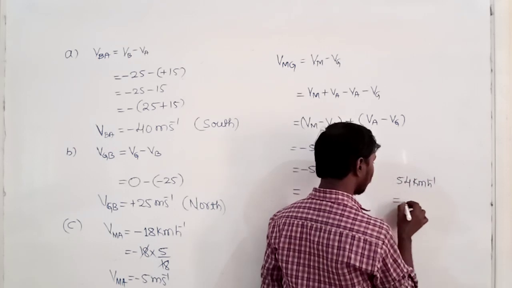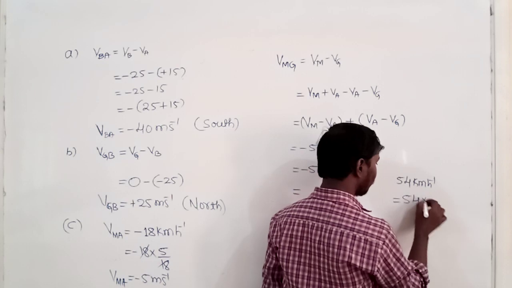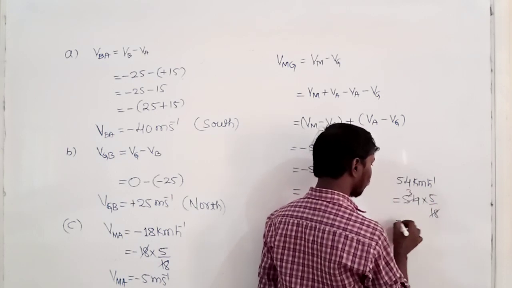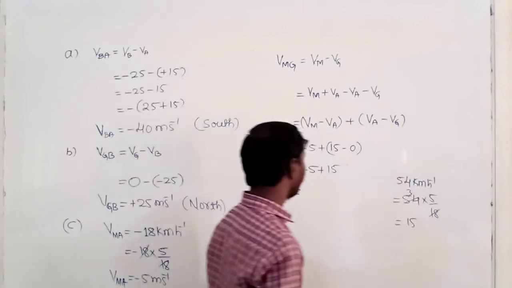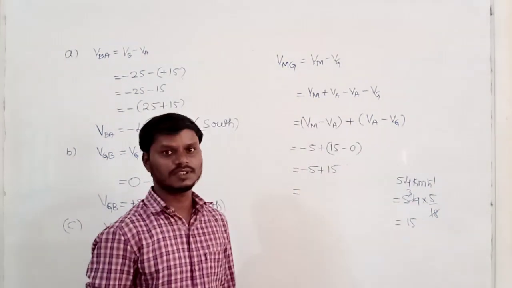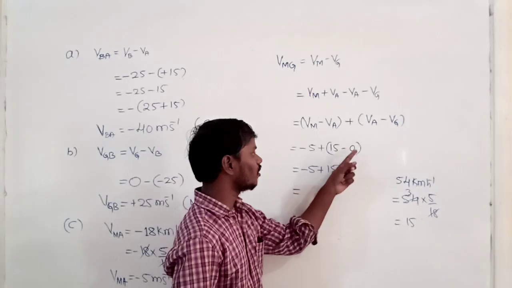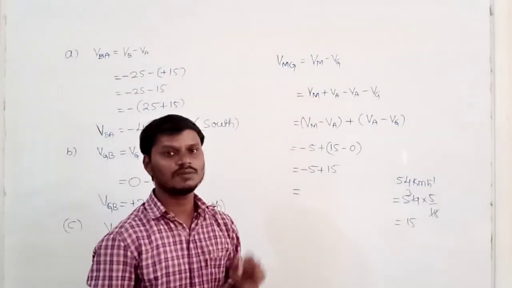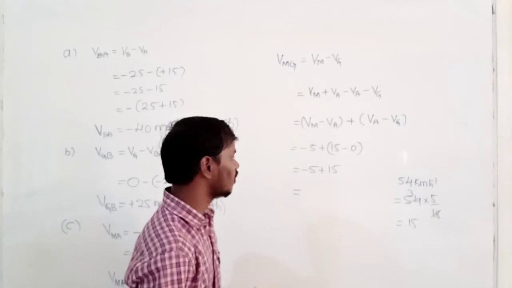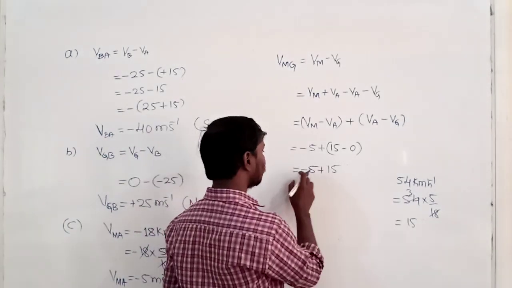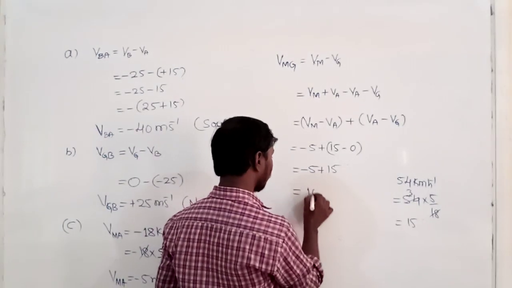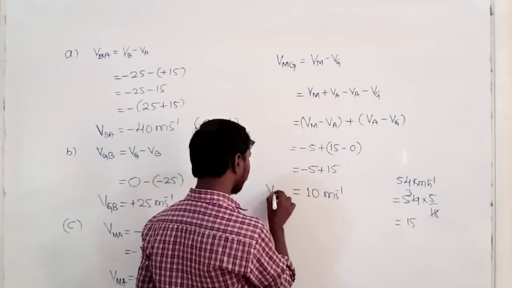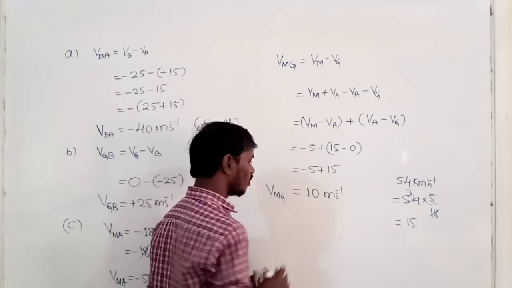Then in terms of meter per second, 54 into 5 by 18. Then 18 threes are 54, so it is 15. Okay. Then the velocity of train A is 15, and the velocity of the ground is 0. With respect to the ground, the velocity of the train is how much? That is 15 meter per second. So 15 minus 5 that is 10, plus 10 meter per second. So this is the velocity of the monkey with respect to the ground.